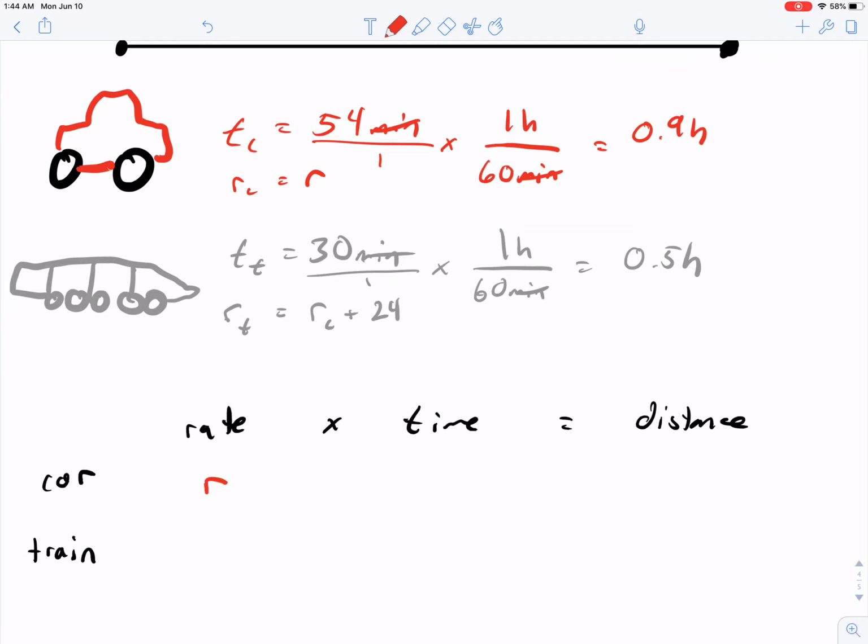The time for the car was 9/10 of an hour. So 0.9 hours. So then the distance when he travels by the car is going to be 9/10 r. All right. When he goes by train, the rate that the train travels, let's see, is going to be the rate of the car plus 24.